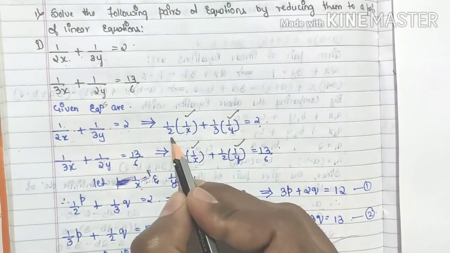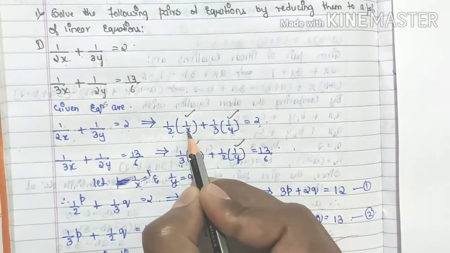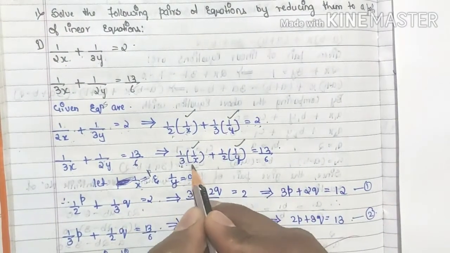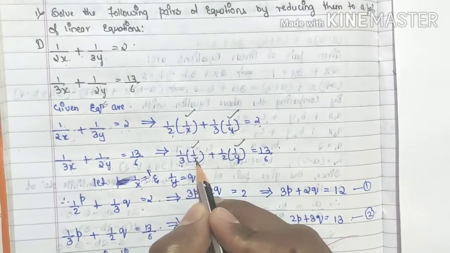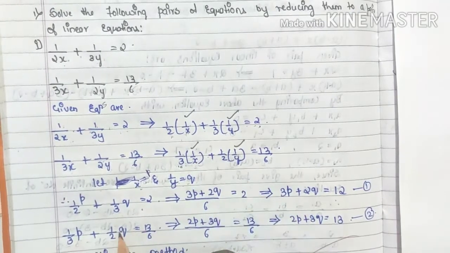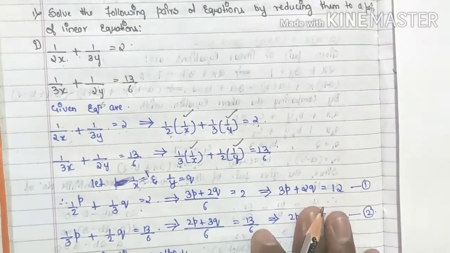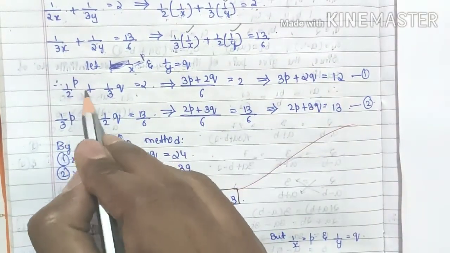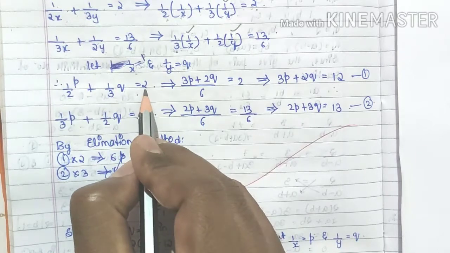So it will become half, 1 by 2 into p plus 1 by 3 into q equal to 2. You will get like this. Second equation: 1 by 3 into p plus 1 by 2 into q is equal to 13 by 6. Now further simplification of these equations. Half p plus 1 by 3q is equal to 2.